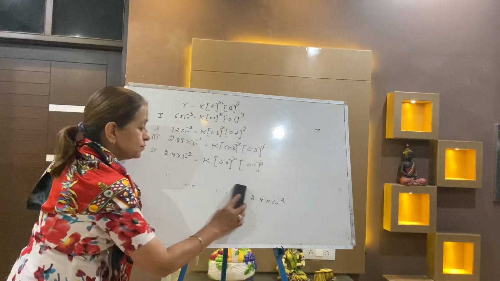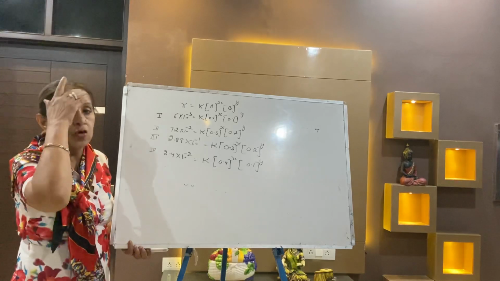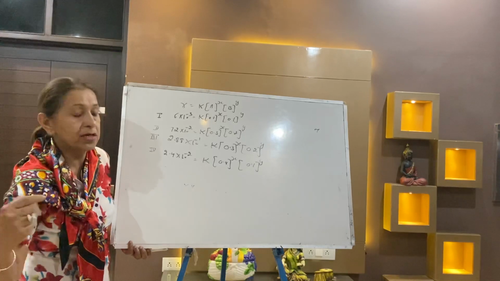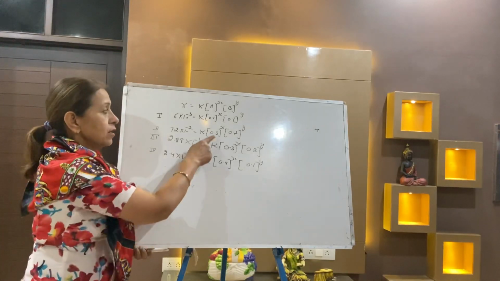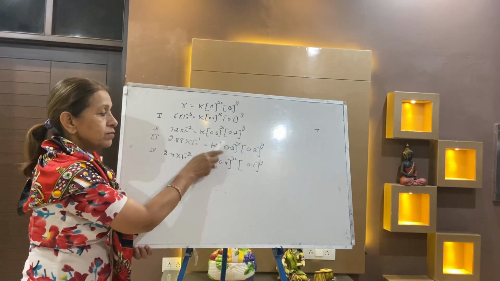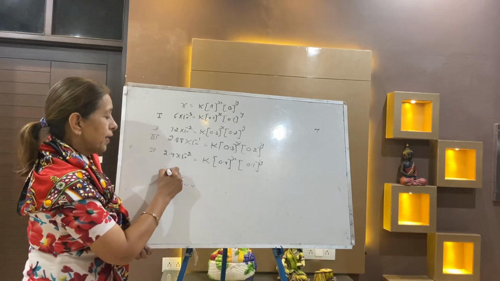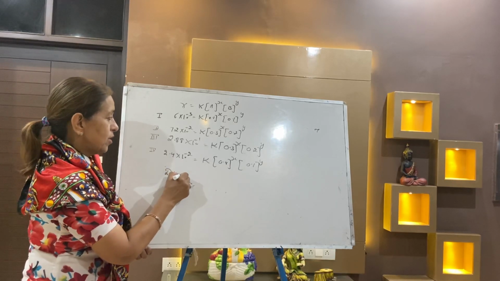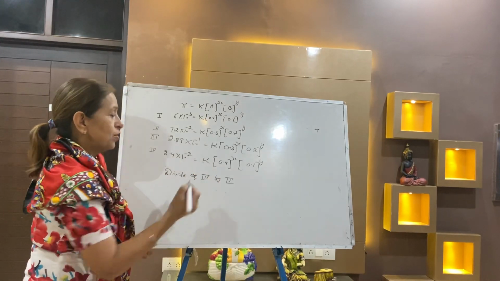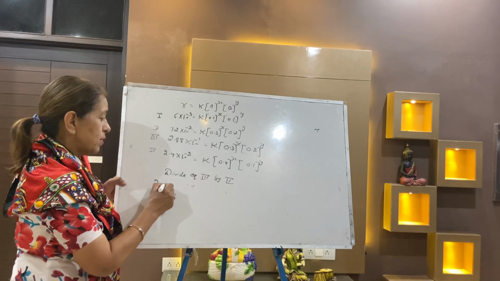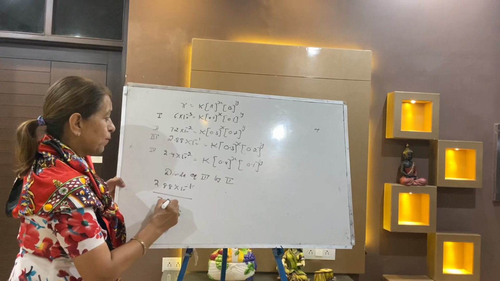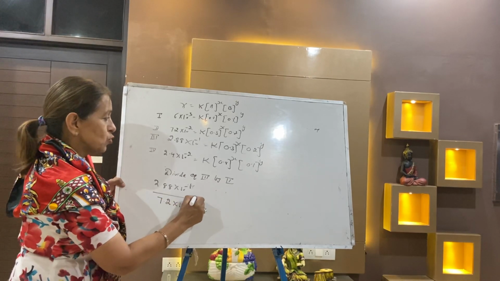After that, what will you do? You will divide those two occasions in which the concentration of one of the reactants is the same. You can check the A concentration is the same in occasions 2 and 3, 0.3 and 0.3. Divide occasion 3 by 2: 2.88 into 10 to the power minus 1 divided by 7.2 into 10 to the power minus 2.